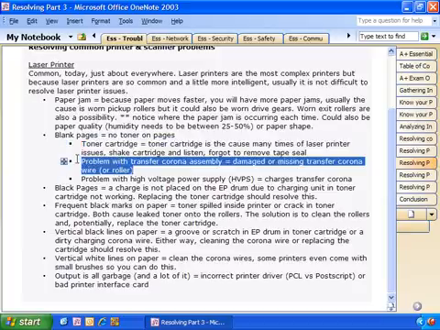You could also have a problem with your transfer corona assembly. It could be damaged or missing, or your transfer corona roller. So you can check those out.